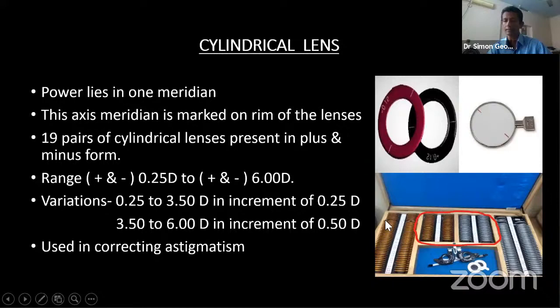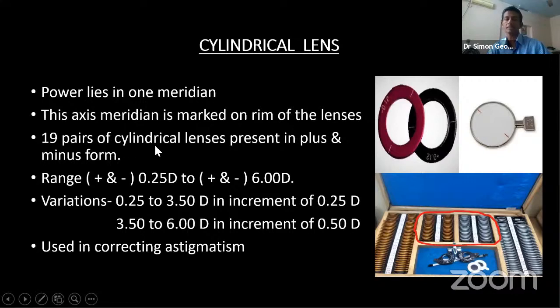Power lies at 90 degrees, or at 180 degrees, or some specific axis. The power is not seen in all meridians. This is the difference between a cylindrical lens and a spherical lens. And the axis where the power lies is marked on the rim of the lens. You can see there's a line here. The line on the rim of the lens will help you to know which is the axis in which the power acts.